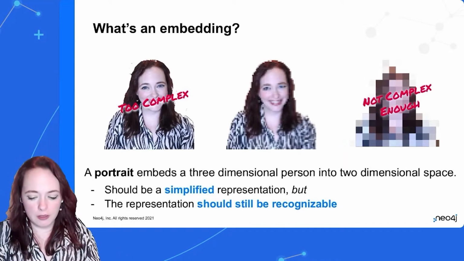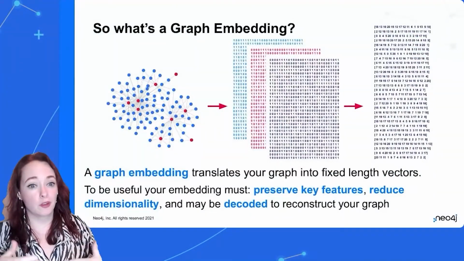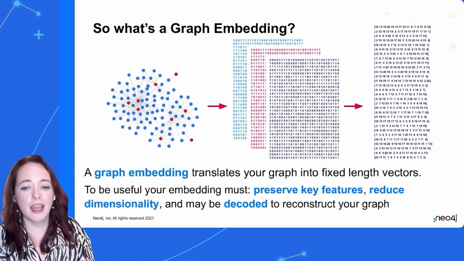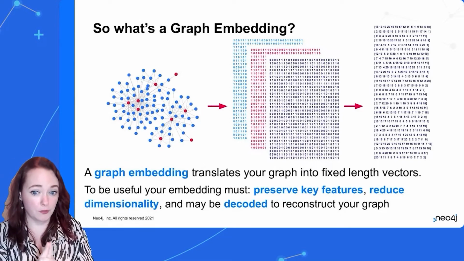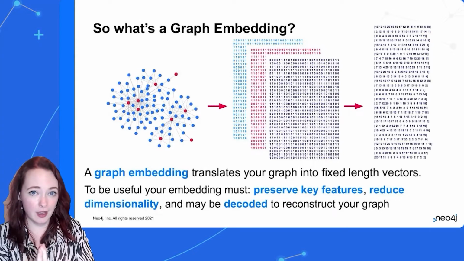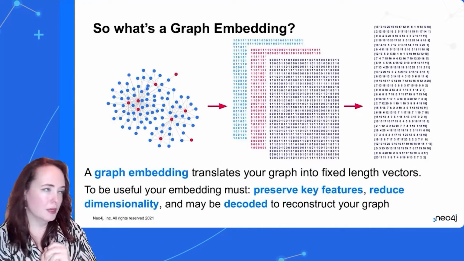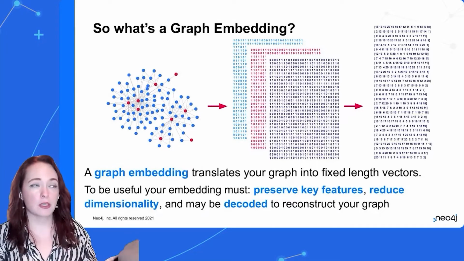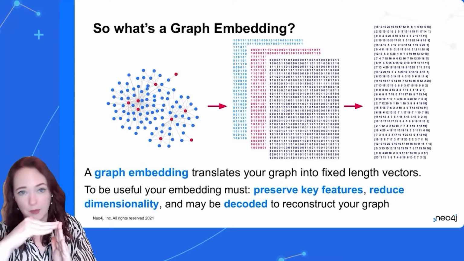as small as possible. So if we think about that, with a graph, an embedding takes your complicated graph, so I've got a graph on the left, and it translates it into something simple. And in order to be useful, it has to preserve key features, reduce dimensionality, and still be able to encode the graph structure. So if I take my full graph, maybe I've got 100 nodes. I want to encode that graph in something smaller. So the raw encoding is I have 100 by 100 matrix.